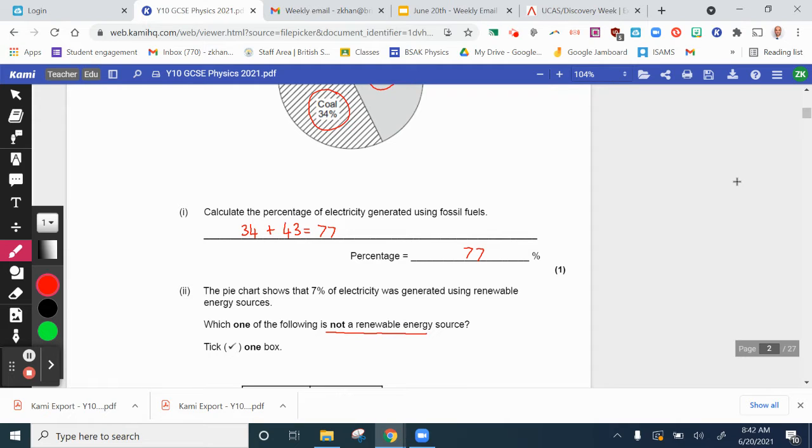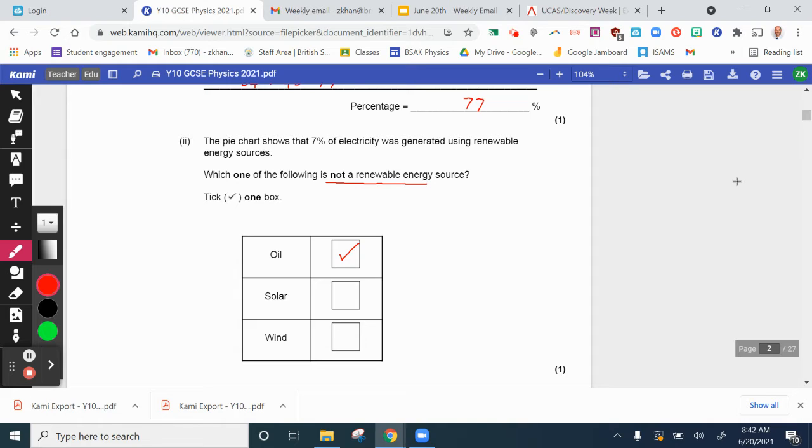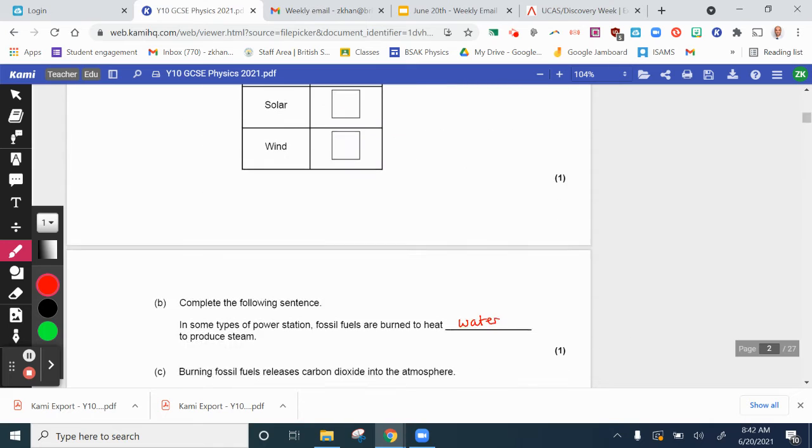Which one of the following is not a renewable energy source? Okay, so wind, renewable, solar, renewable, oil, non-renewable. Okay, it's fossil fuels, non-renewable energy sources.